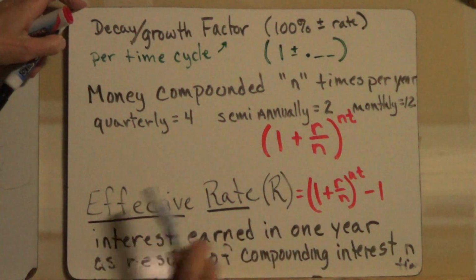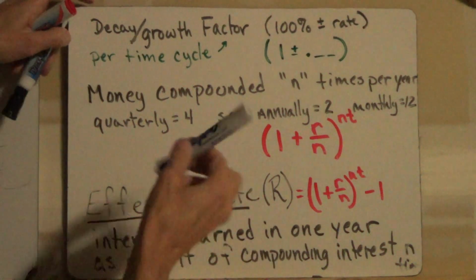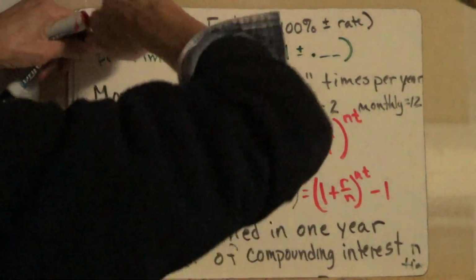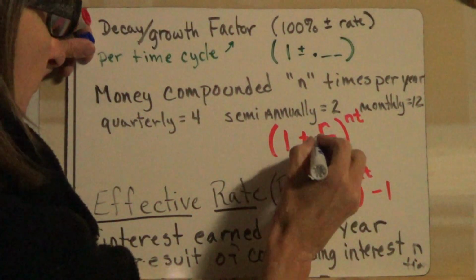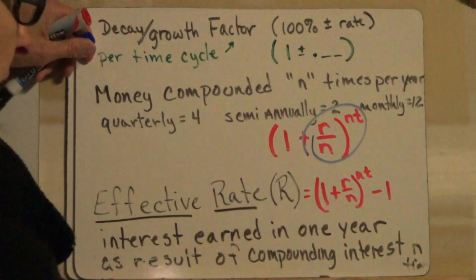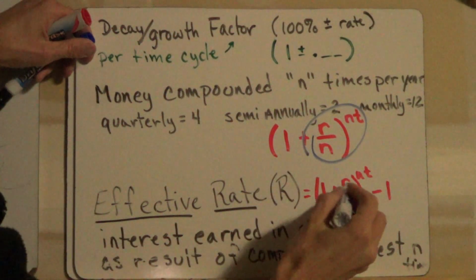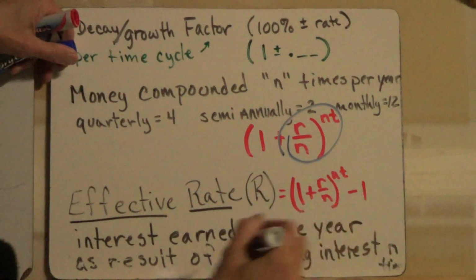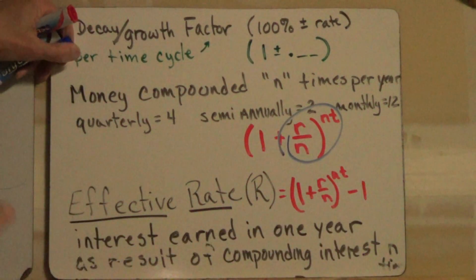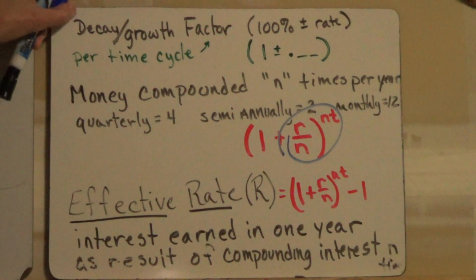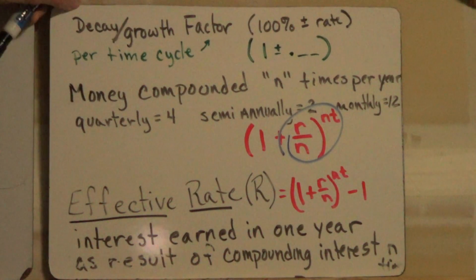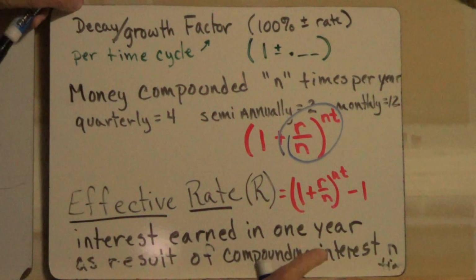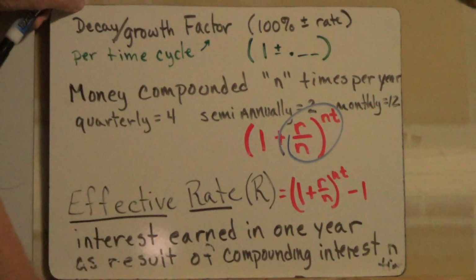So an effective rate is trying to figure out how to get just this that's being increased to the 100% alone. So we take the 1 plus all the rate increases raised to the power, and then we subtract 1. That'll give us our effective rate of what's actually happening to our money. Okay? Interest earned in 1 year as a result of compounding interest n times.